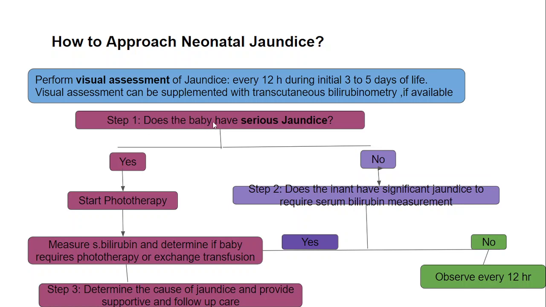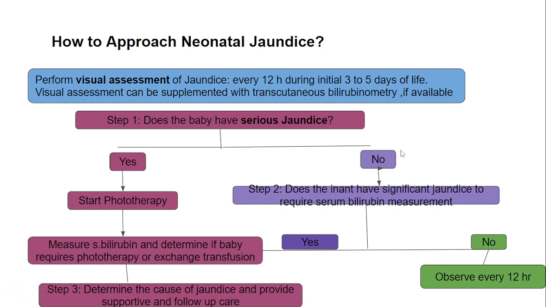The first step is, does the baby have serious jaundice? If the baby has serious jaundice, then we should start phototherapy and monitor serum bilirubin levels and determine whether the baby requires phototherapy or exchange transfusion. And step 3 is we should determine the cause of the jaundice and provide supportive follow-up care.